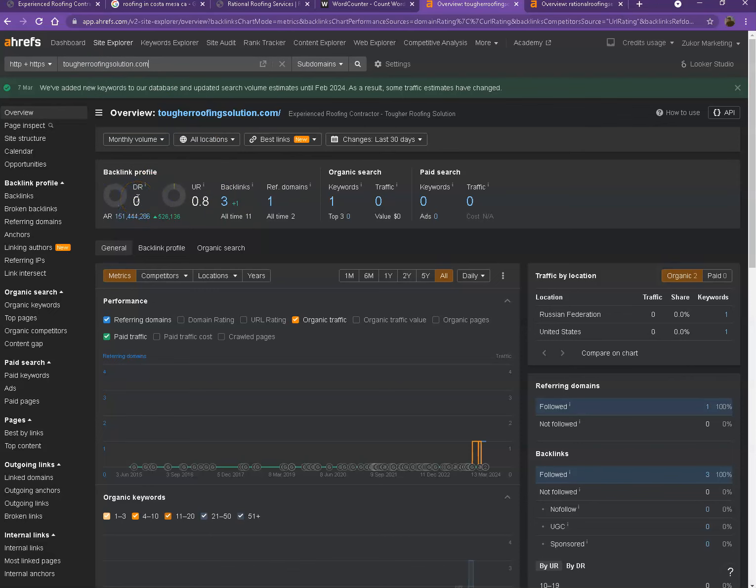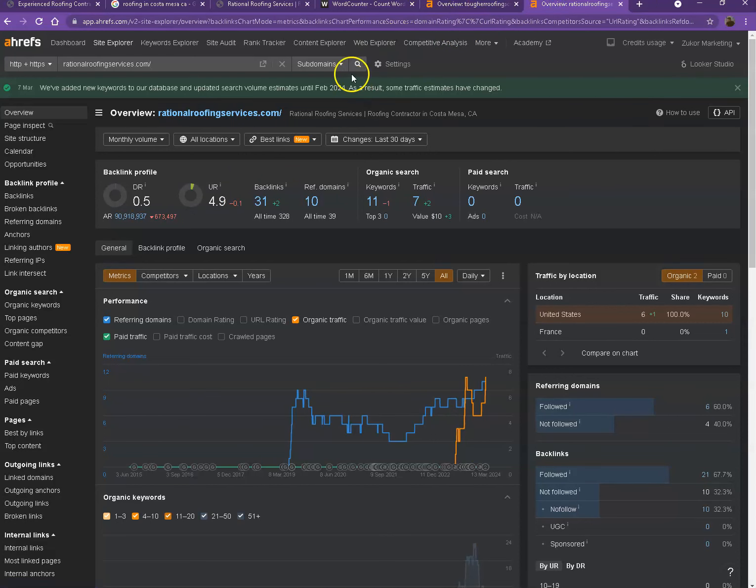So this is the level of trust that Google has in your website, and UR is the strength of your website. Backlinks, on the other hand, are other websites that refer to your website, so they're like shoutouts from different directories like Yellow Pages, Yelp, and the like. Let's go ahead and take a look at your competitors' numbers as well.